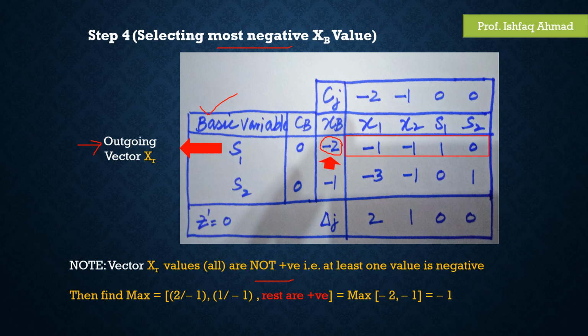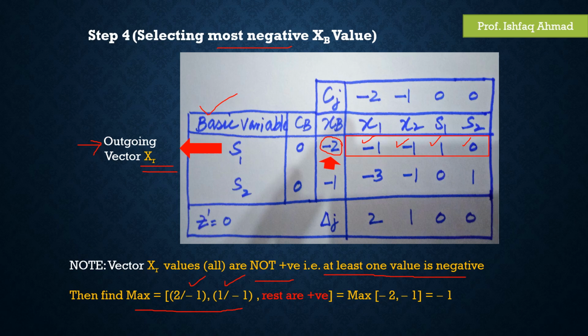XR values not positive, at least one value is negative. For example, if we start from values minus 1, minus 1 again, 1 and 0, these are the values for XR. Is there any value that is negative? Yes, there is at least one negative value in this row. So we have to calculate a new value, that is the maximum of these two values calculated here.